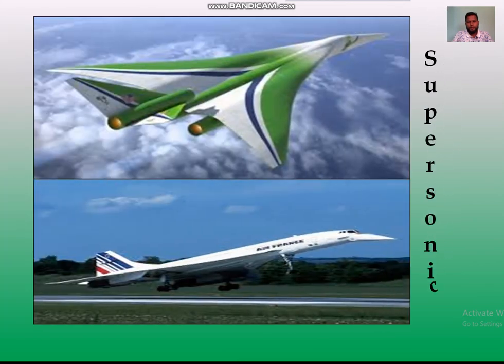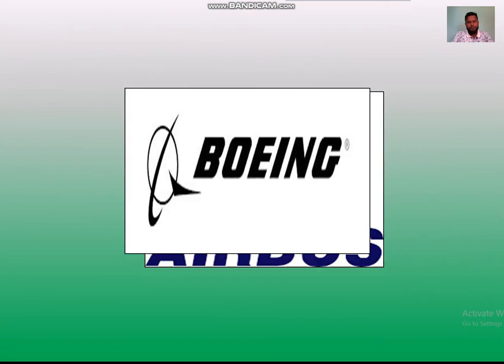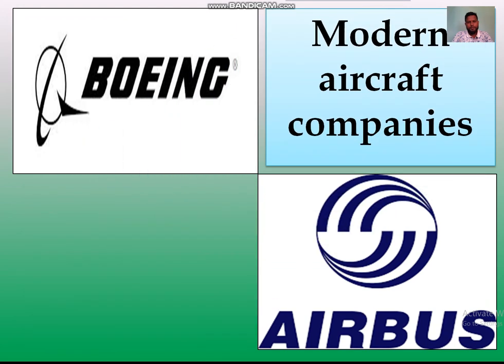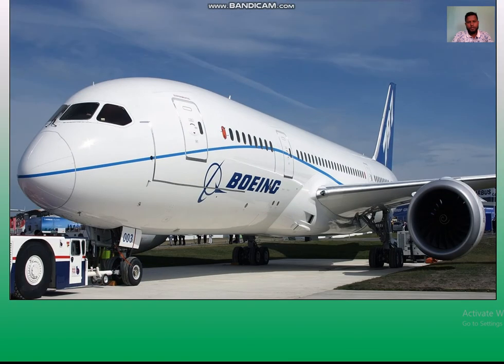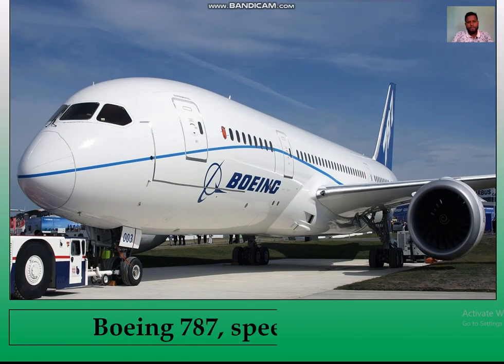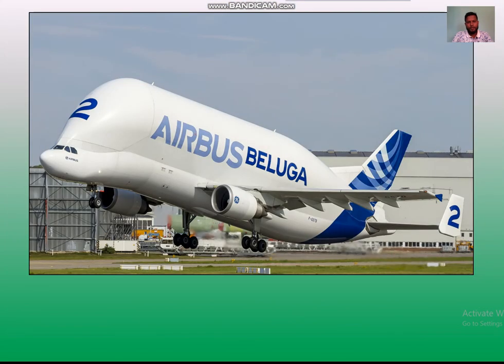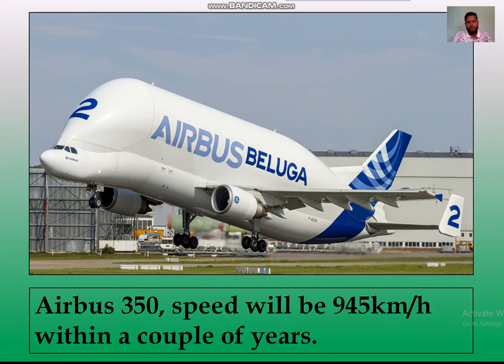These are the supersonic Biman, I should say, faster planes. They move faster than sound, supersonic aircraft. These are some modern aircraft companies. They provide some supersonic aircraft. Here Boeing 787 speed is 950 km per hour. Can you imagine? Airbus 350 speed will be 945 km per hour within a couple of years.